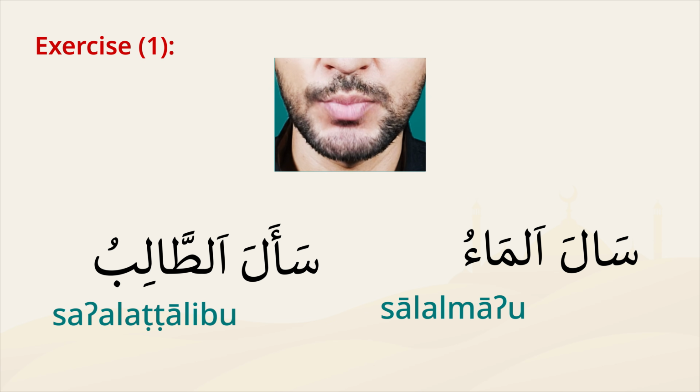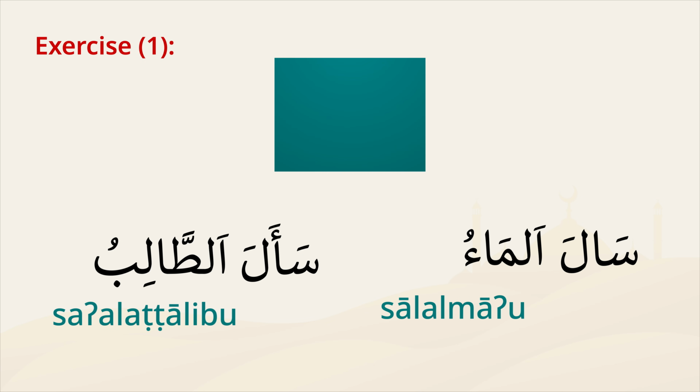سأل الطالب. Something unusual happened here. We were supposed to connect the lam at the end of the first word to the lam of the article al in the second word, right? But this is not what happened here. In fact, the second lam is also silent, and we jumped directly from the first lam to the letter ta.